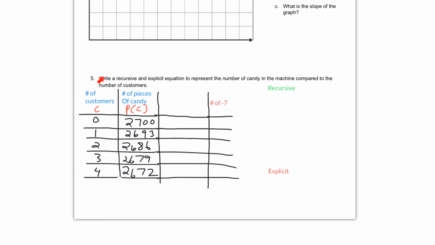For question number 5, it says write a recursive and explicit equation to represent the number of candy in the machine compared to the number of customers. Just so we don't have to flip back and forth, I created the table that we had in question number 2. So I have that right here.